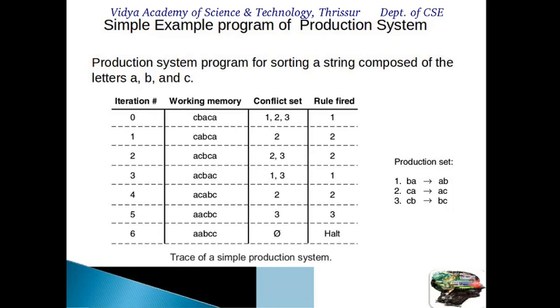You can see no conditions are met. There is no BA, no CA, no CB in the last word. There are no conditions satisfied, so no rule is selected. No rules are selected. That means it has come to an end.